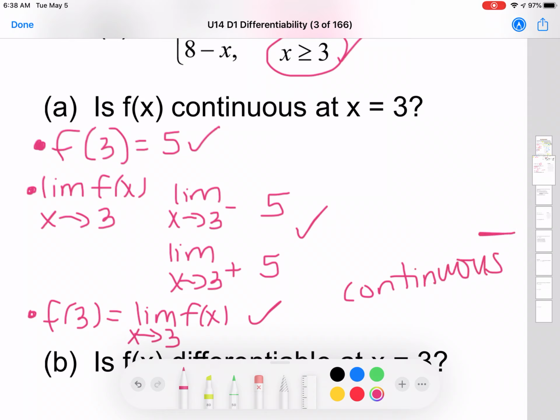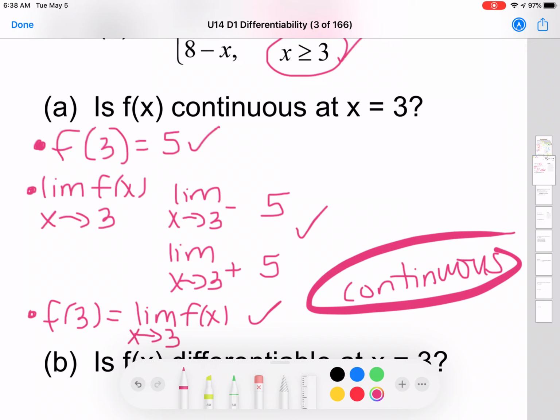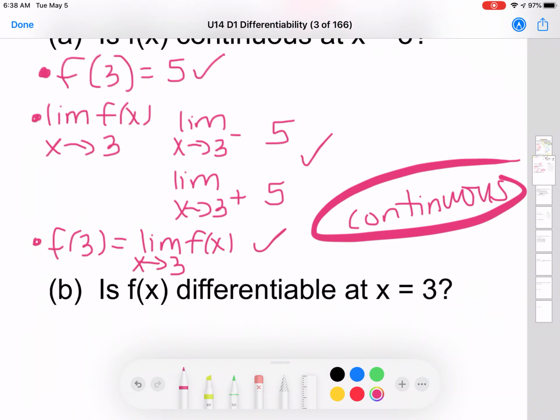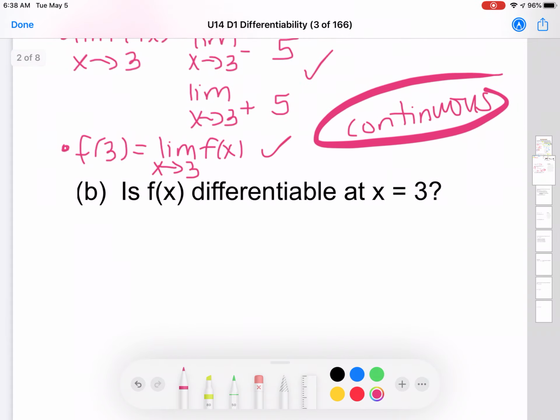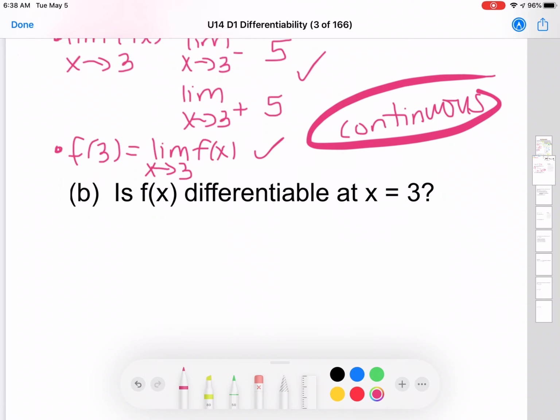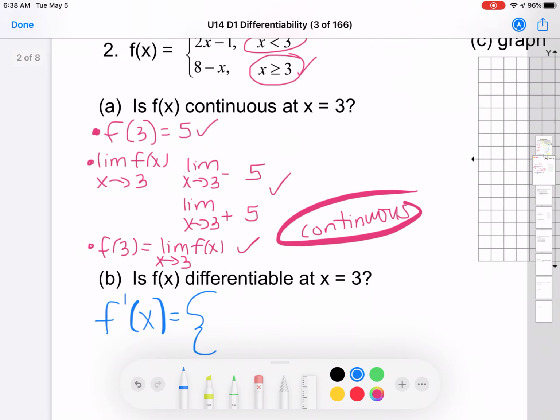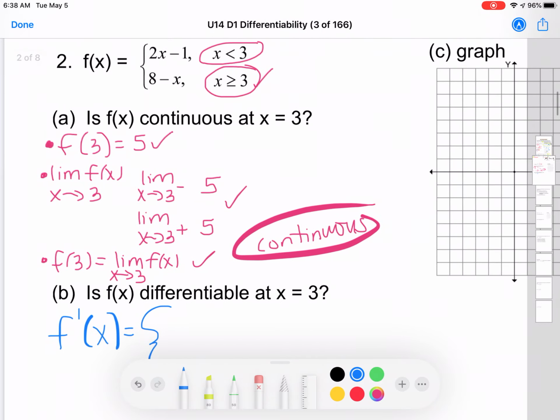But remember, as we just saw before, just because it's continuous does not mean that it's differentiable. Okay, so let's check it out. Now we have to apply the continuity test to the derivative of the function. So we have to find the derivative of the piecewise. So let's go back up. All right, so I'm finding the derivative of 2x minus 1. So the derivative is just 2 with the same domain. Derivative of 8 minus x is 8, same domain.